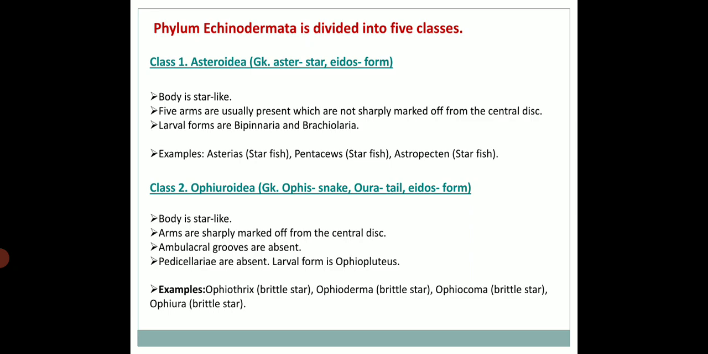Ophiuroidea: ophis means snake, oura means tail, eidos means form. Body is snake-like. The arms are marked off from the central disc, and the ambulacral grooves are absent. Pedicellariae, an important character, are also absent, and the larval form is called Ophiopluteus larva. Examples are Ophiothrix, brittle star, Ophioderma, Ophiocoma, and Ophiura, all under the class Ophiuroidea.